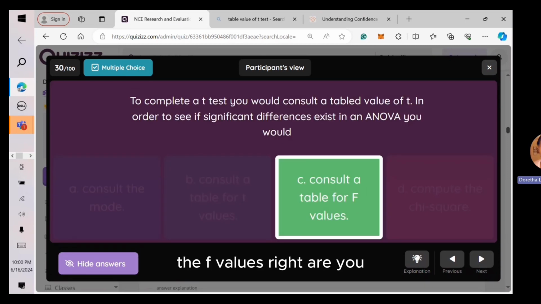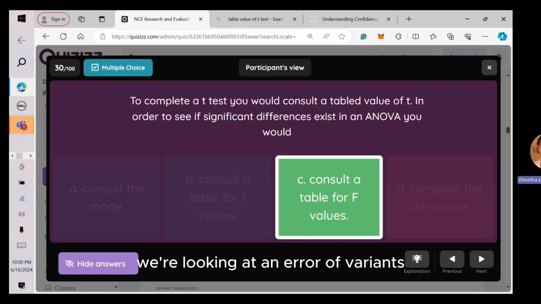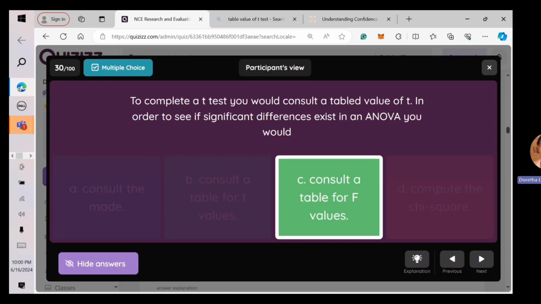The F values are used to determine whether to accept the null hypothesis. We're looking at an error of variance, whether our results are due to chance or probability of error, and we also are looking at the variance of the data. Variance, remember, is how far or close the scores are from the average.